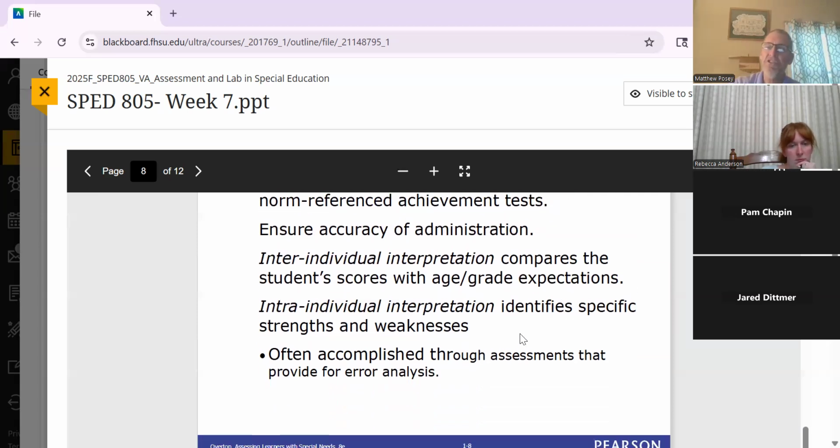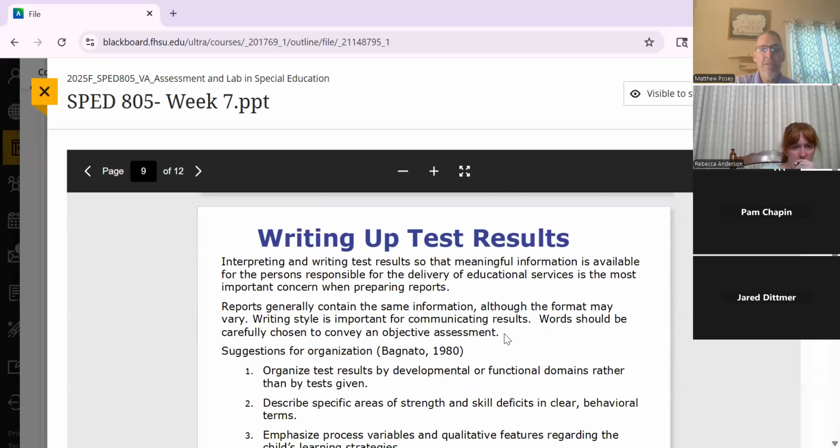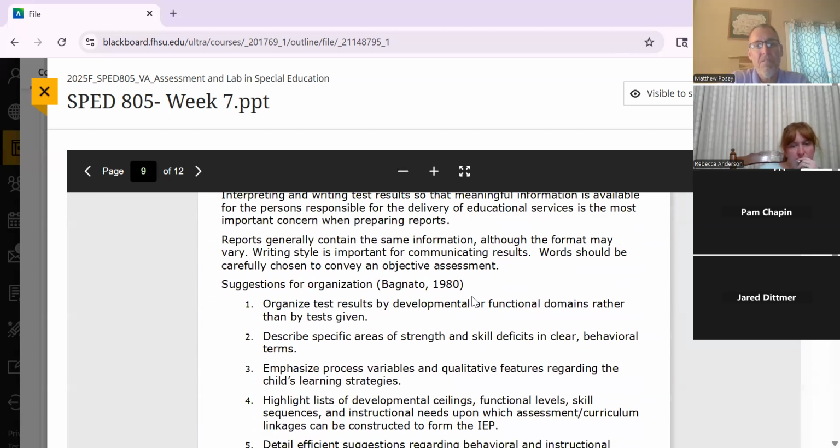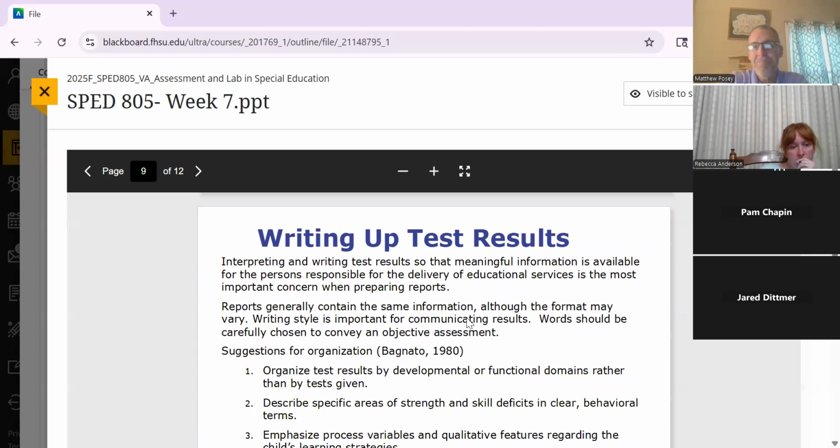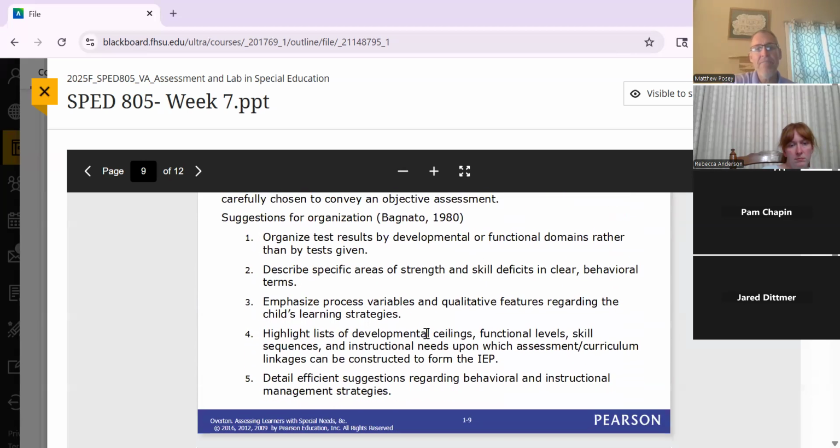Intra-individual, specific strengths in individuals. It's looking at that individual and comparing against themselves. All right. Next thing we do, write up test results, which you guys have been experiencing with the informal and the norm reference. Okay, we have the specific sections that we go in and report. Usually the first half is a narrative, second half is statistical. We organize those by the different domains rather than by the test.